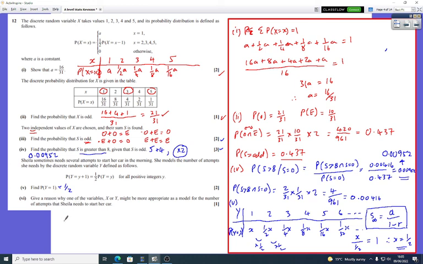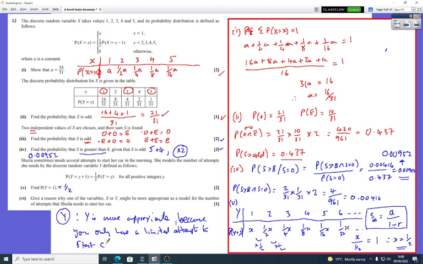So give a reason, one of the variables. So I'm going for y, and my reason is y is more appropriate because you only have a limited number of attempts to start the car before the battery is flooded. Okay.